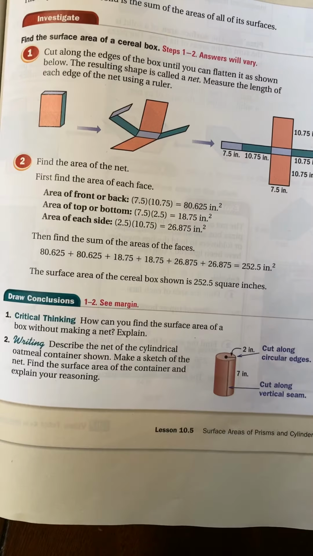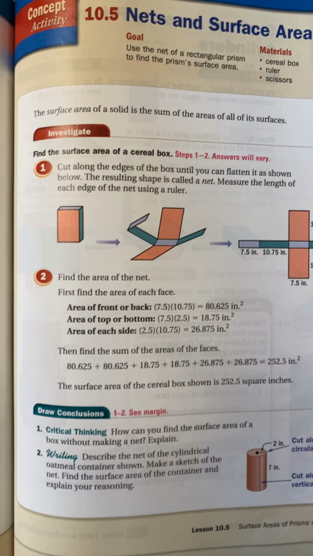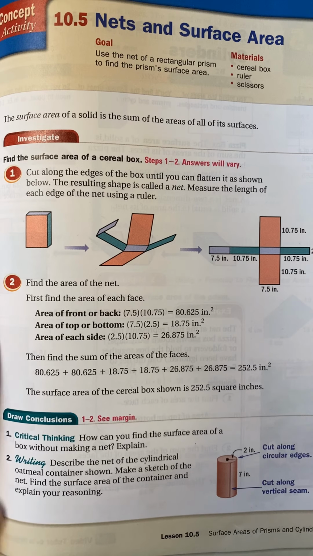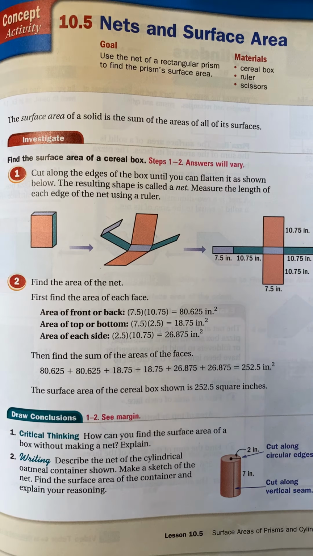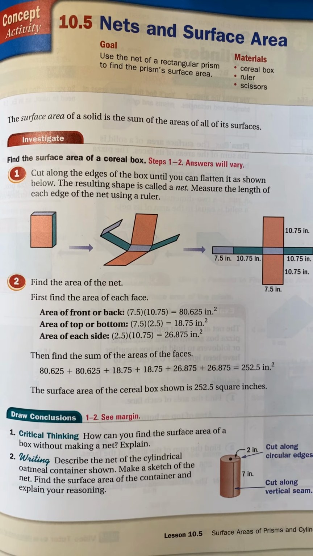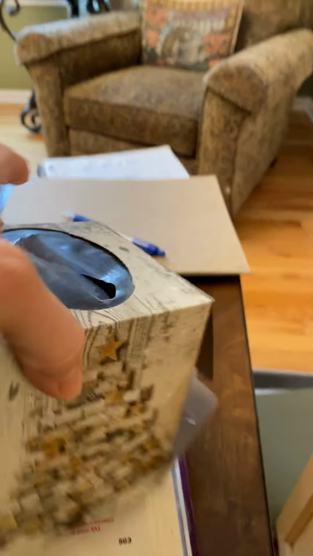All right, let's move on and let's talk about nets, because a net is going to help us to find the surface area of these solids. So I went through the house and I grabbed a box of tissues. Let me pop this out here and see. An empty box of tissues. So here we go.